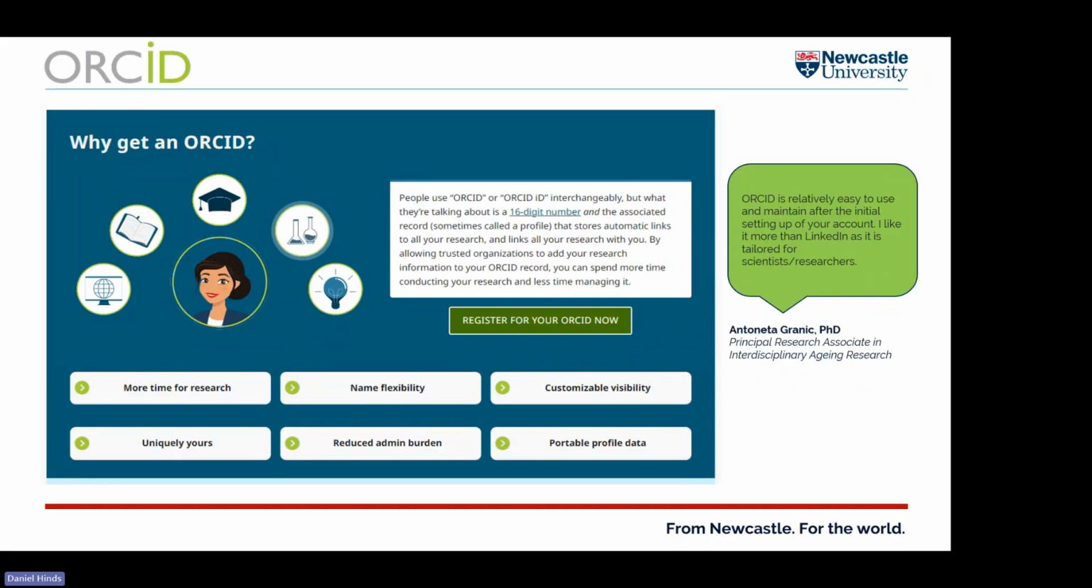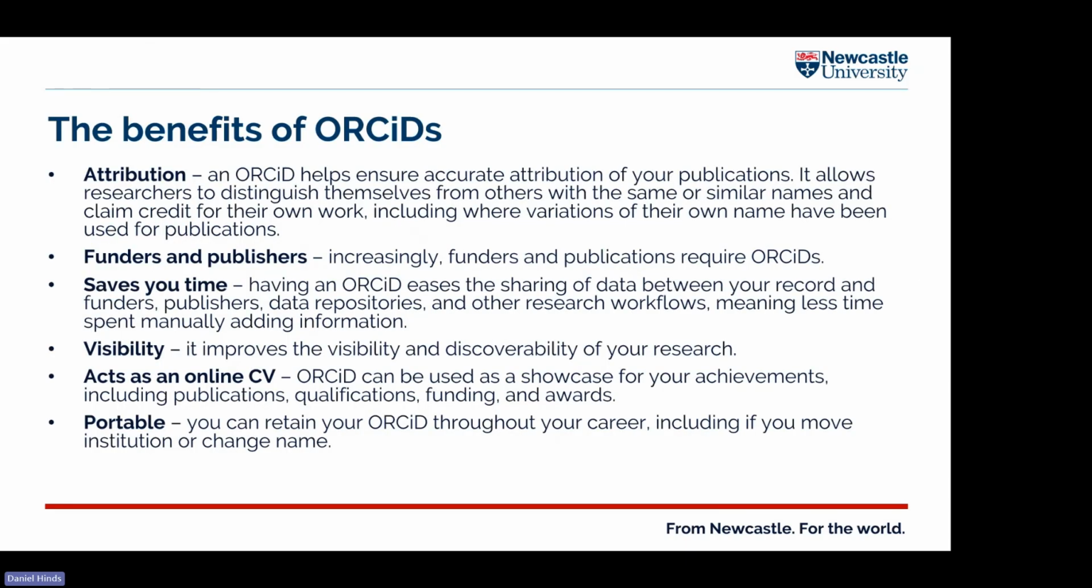And so why get an ORCID ID? It provides more time for research, name flexibility, customizable visibility, and it's uniquely yours. It reduces the admin burden, and it's a portable data profile. To really summarize these benefits and their attribution, it helps make sure that the correct works are attributed to you and that work by other people isn't attributed incorrectly to you.